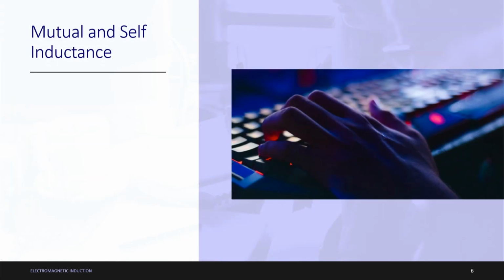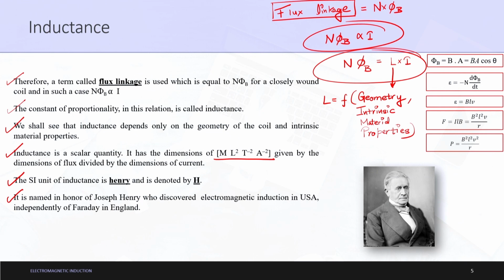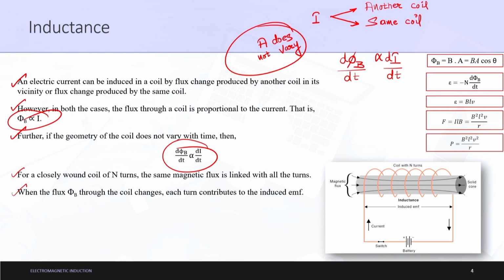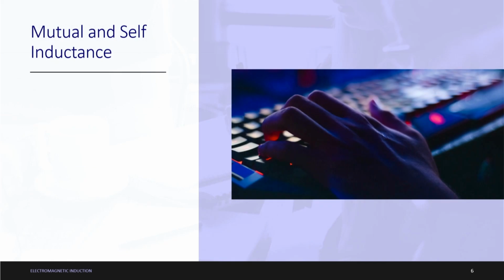Moving on. So, you know what inductance is, you know the properties, you know what it is a function of, you know the SI unit and the denotation. So, let us move on to two different types. In the first slide we learned that induction of current is done either by another coil or by the same coil. So, inductance is of two types, one is self inductance and one is mutual inductance. Let us understand these concepts now.